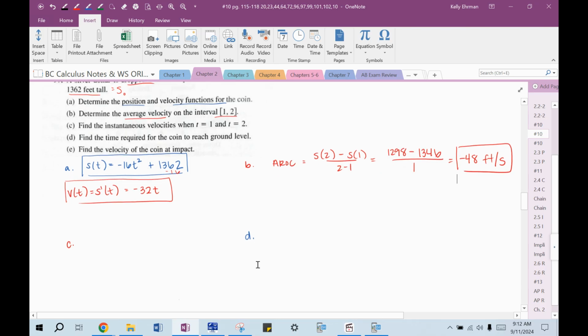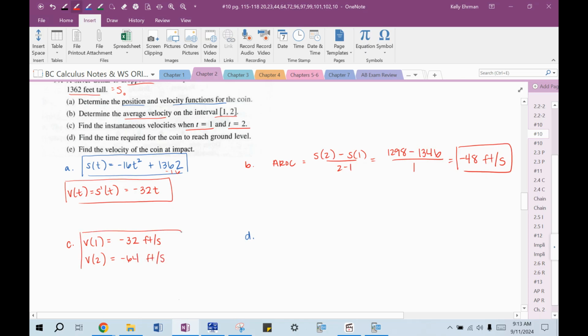Now find the instantaneous velocities at 1 and 2. So instantaneous velocity, we have a velocity equation. That just means find v of 1. So negative 32 times 1 is negative 32 feet per second. And find v of 2. Plug 2 into that, you get negative 64 feet per second.